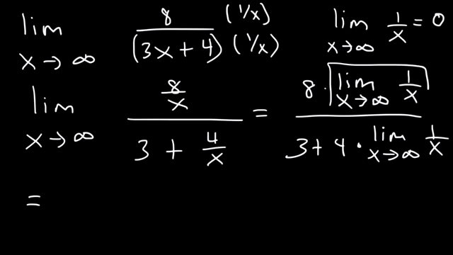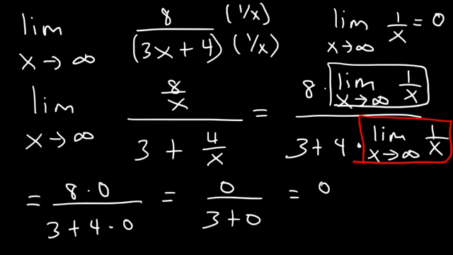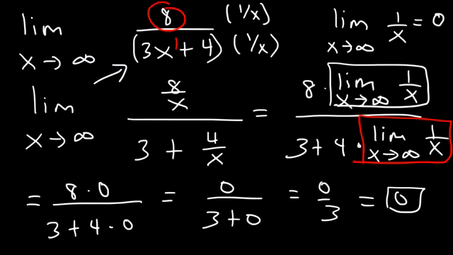So we know this portion is equal to 0, and the same is true for this part. So it's going to be 8 times 0 divided by 3 plus 4 times 0. So this is 0 over 3 plus 0, which is 0 over 3. Basically, the whole thing is 0. So anytime the function is bottom heavy, notice that the degree of the denominator is greater than that of the numerator. Anytime it's bottom heavy, it's going to equal 0.